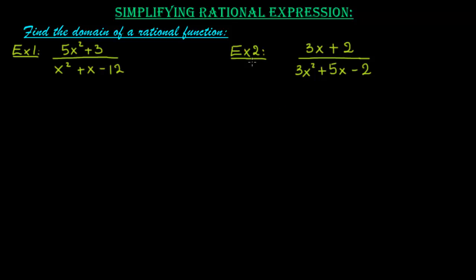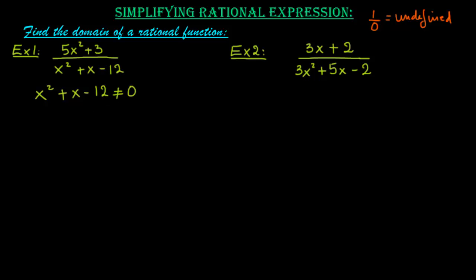A function is undefined when the denominator equals 0. 1 over 0 will give me undefined. So our job to find the domain of this rational expression is to set the bottom not equal to 0, because we don't want the bottom equal to 0. If it's equal to 0, it leads to undefined. So we will go ahead and do this. Set the bottom x squared plus x minus 12 not equal to 0.